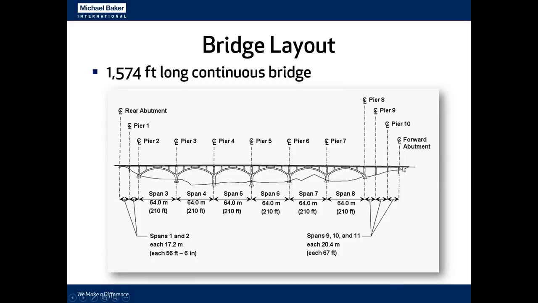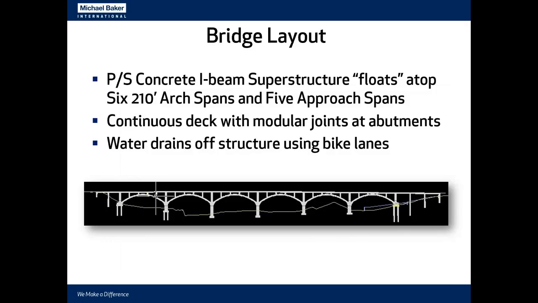The replacement structure then has precast concrete I-girder approaches on each end. It's a continuous bridge from end to end. One innovative thing about it is it has a prestressed concrete I-girder superstructure which floats atop the six 210-foot arch spans on bearings. So there's a single fixed point in the middle here, and then the superstructure is free to expand in either direction and sits on bearings on top of the spandrel columns and piers.